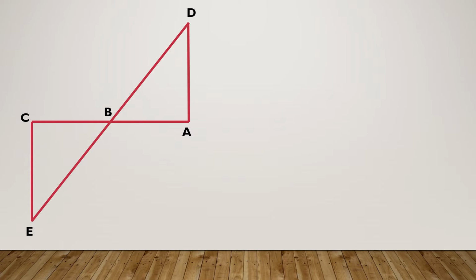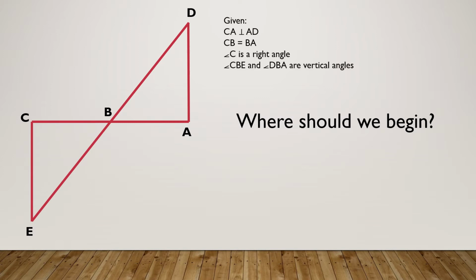So we're going to start with this image on the left, and we want to keep in mind two major things when writing this proof today and when writing any proof in geometry. The first is we need to be thinking, where should we begin? And usually we can begin with what's called the given information. For this image, the given information is that CA is perpendicular to AD, CB equals BA, angle C is a right angle, and angle CBE and angle DBA are vertical angles.